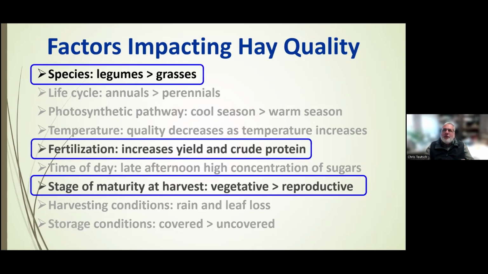There's three things I want to focus in on tonight. I'll talk a little bit about species, the importance of species, and then talk a little bit about fertilization, and then focus in on stage of maturity at harvest, when we're cutting that hay.